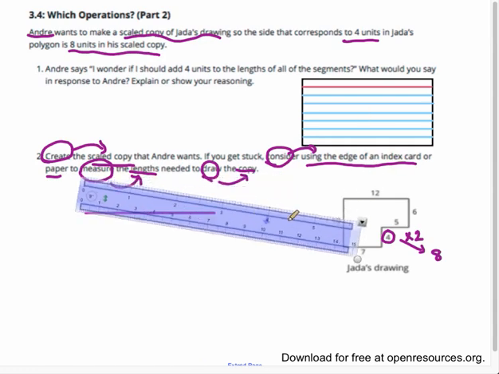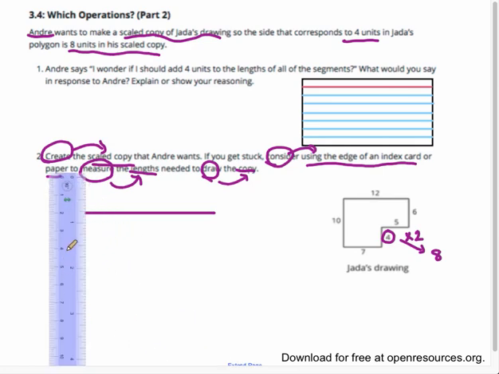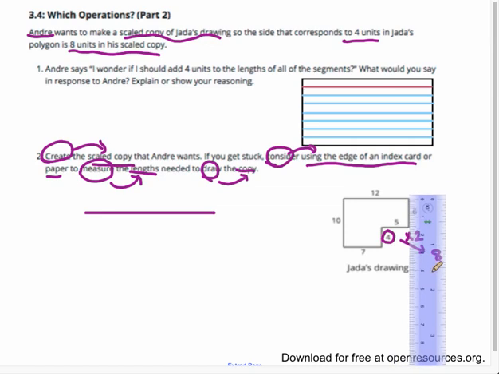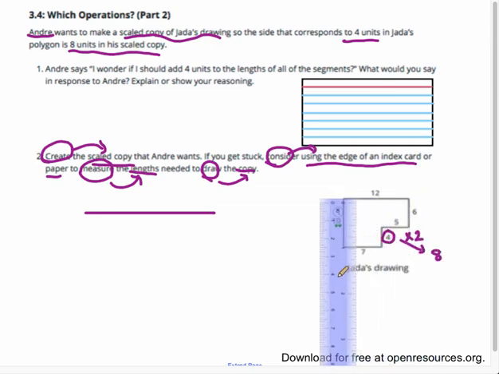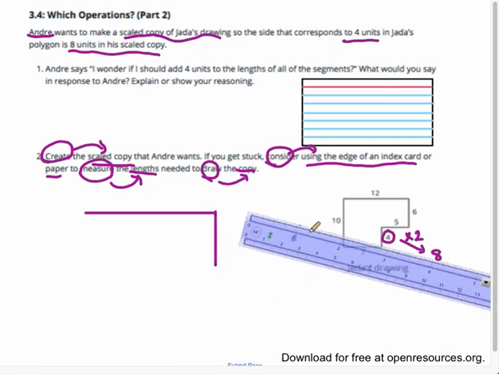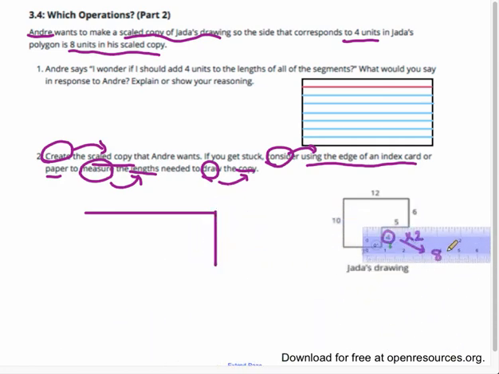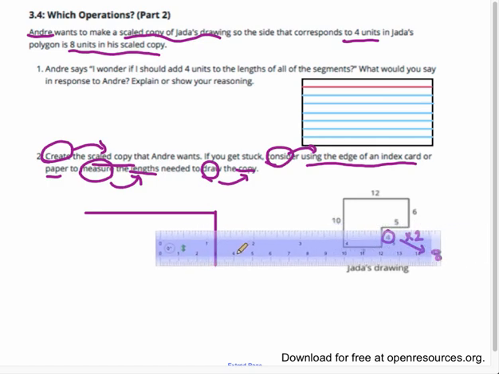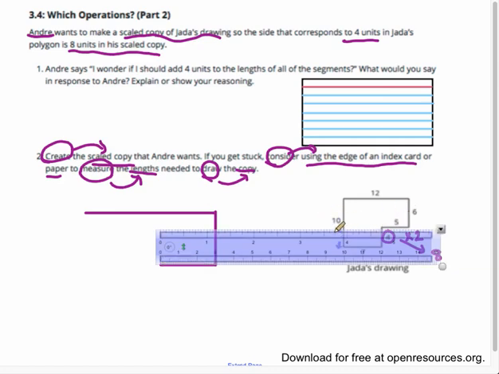Okay. And then this segment right here is how many centimeters? Looks like it's 1.5, so I'm going to double that to be 3 centimeters. And then this segment right here is 1.5 centimeters, so I'm going to double that, and that'll be 3 centimeters. So right there, 3 centimeters across.